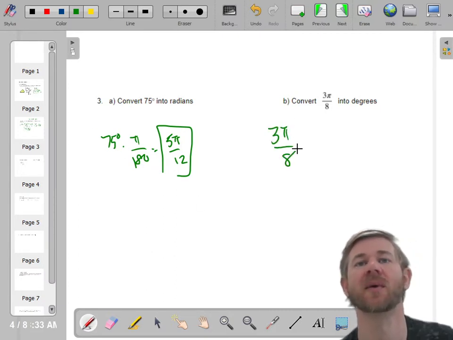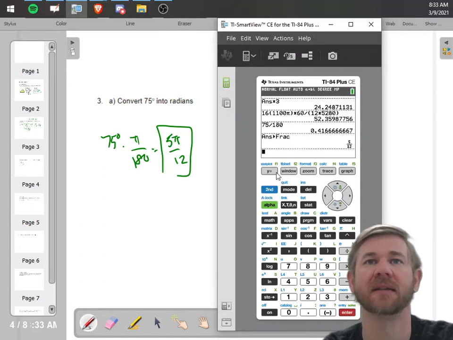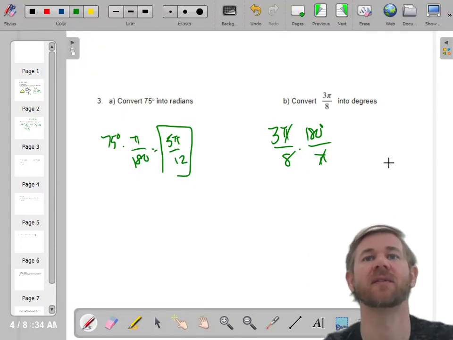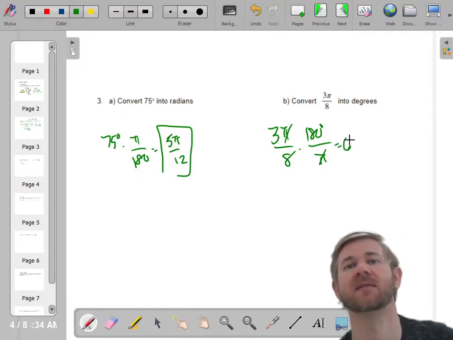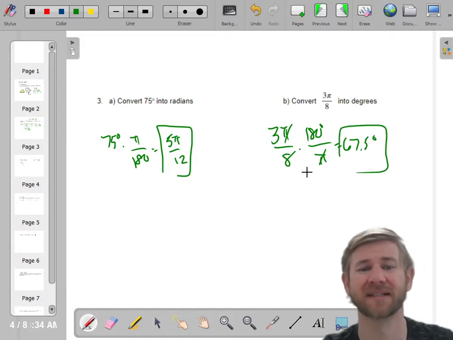Same idea going the other way. We're going to multiply by 180 over pi, and this will get us into degrees. So 3 times 180 divided by 8 is 67.5 degrees. So this equals 67.5 degrees. Just some basic conversion stuff.